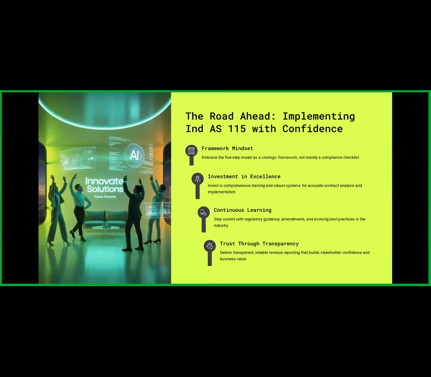For that accurate analysis, the training of the accountants or the financial experts in the company is much needed. So that is the investment in excellence. Next one is continuous learning: stay current with regulatory guidance, amendments and improving best practices in the industry. And the last one is trust through transparency. AS 115 delivers transparent, reliable revenue reporting that builds the investors' and stakeholders' confidence and increases the business value of the company.